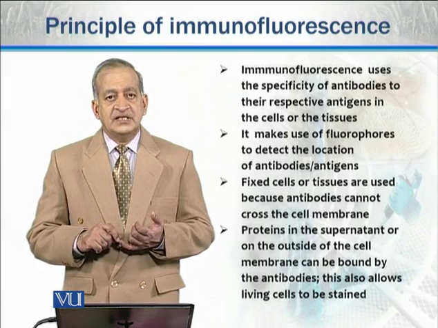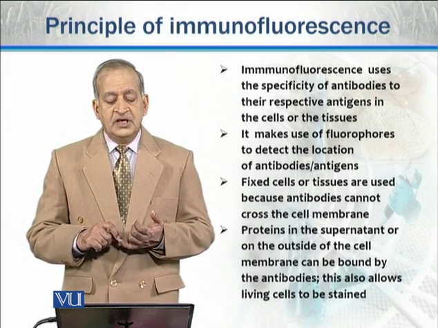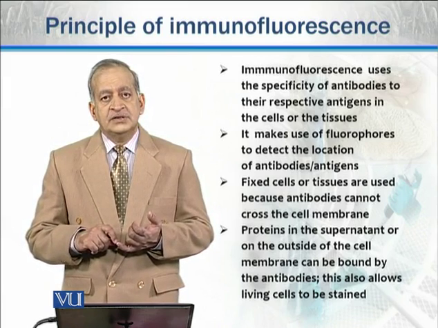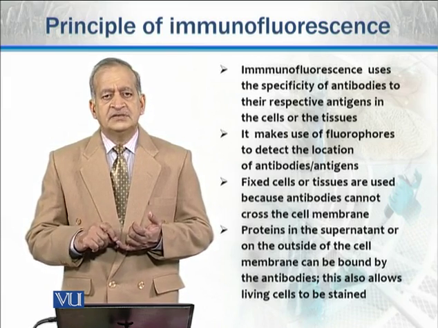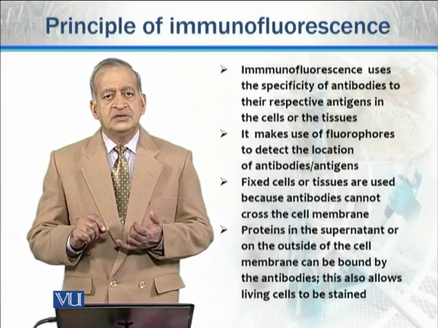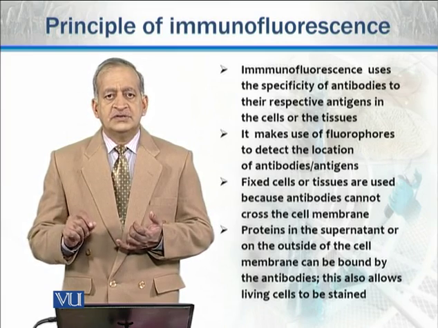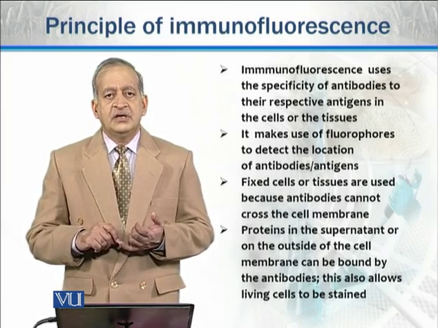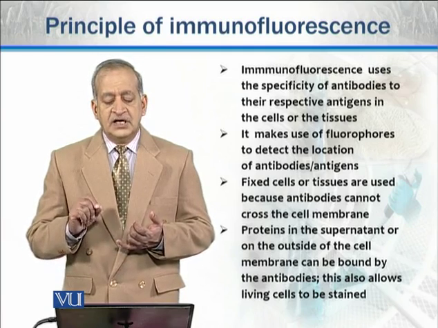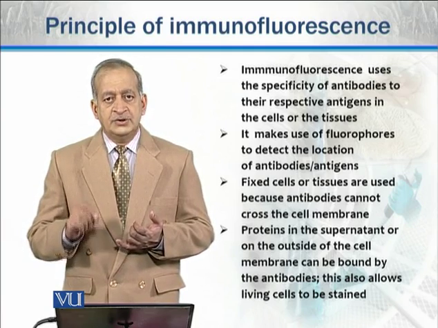Normally, fixed cells or tissues are used because antibodies cannot pass through the membrane of the cells. These are larger molecules, and that's why these antibodies, along with their fluorophores, cannot pass through the cell membrane of the cells. So that's why normally fixed cells or tissues are used.